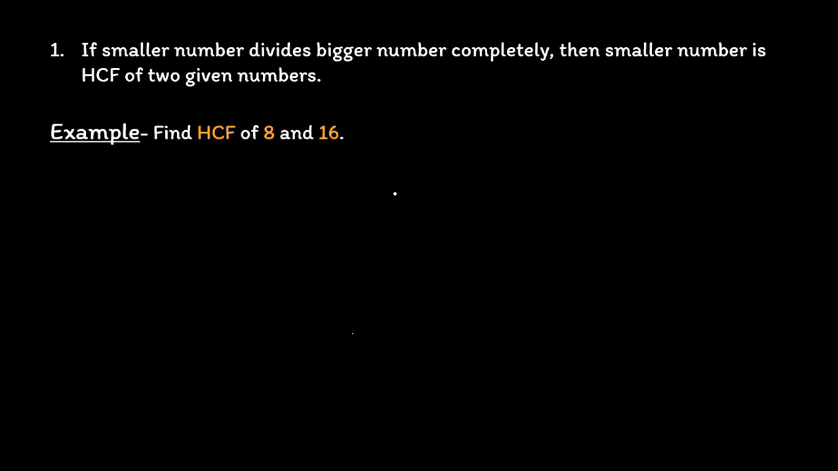So to follow shortcut techniques, first of all you need to observe all the numbers very carefully. So I will explain with the help of examples one by one. For example, in this case, the numbers involved here are 8 and 16. So we observe whether the smaller number divides the bigger number completely or not. If it is dividing the bigger number completely, it means that the smaller number is the HCF of both the numbers.